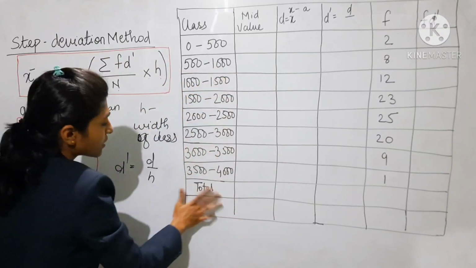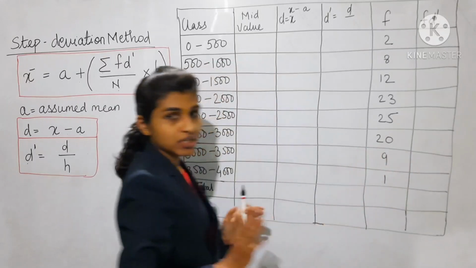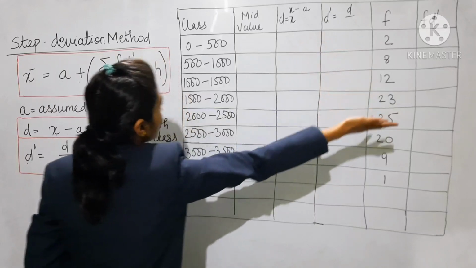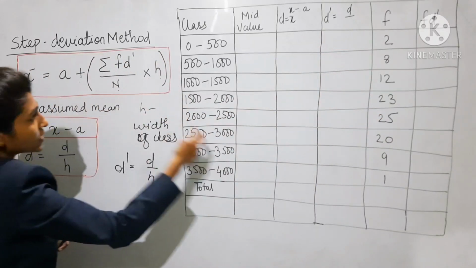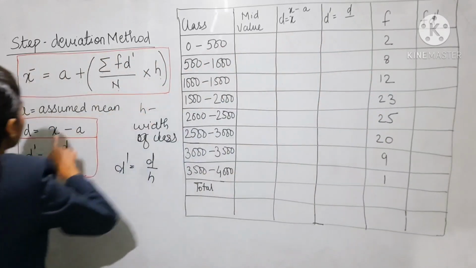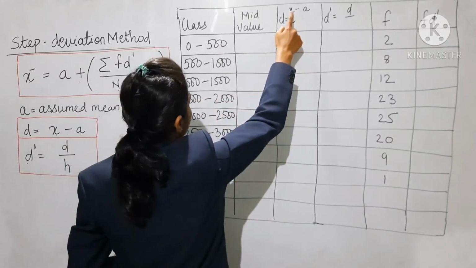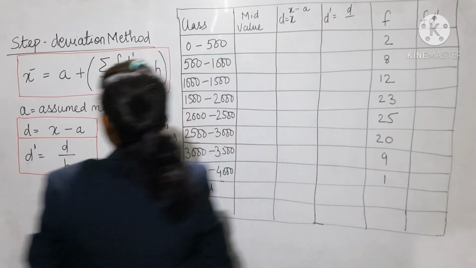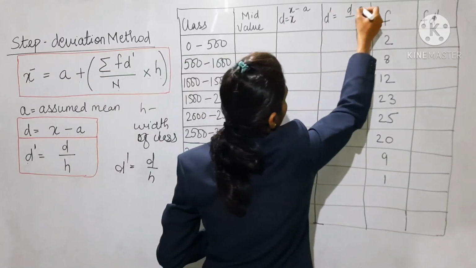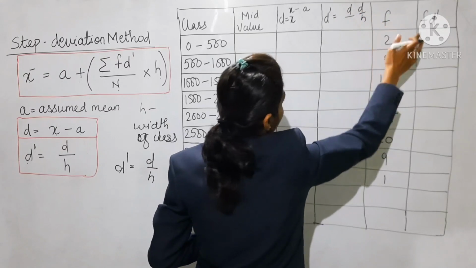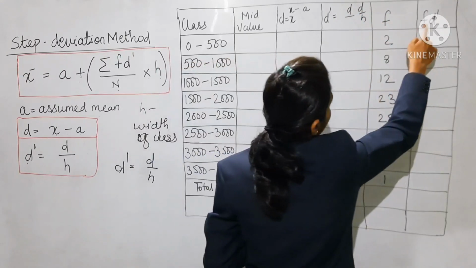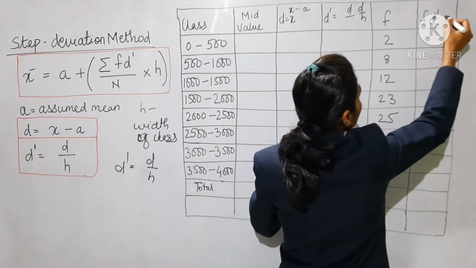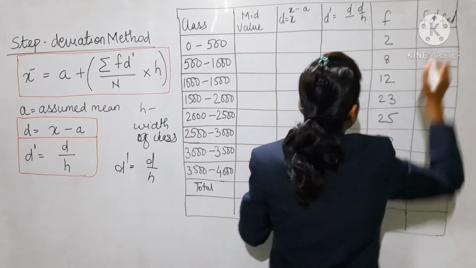Now the classes are given and the frequency will be given in the question. As per the formula, we have to find the remaining columns. A we have to assume. To find D we will write the formula X minus A. D dash is D upon H, and F will be from the question, and the last column is F into D dash.